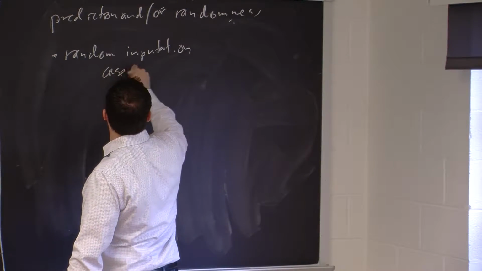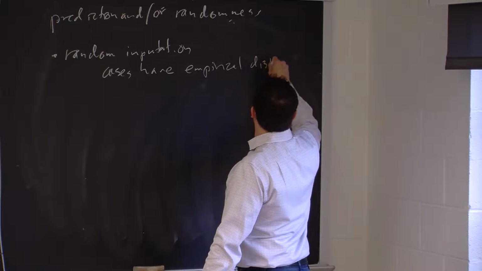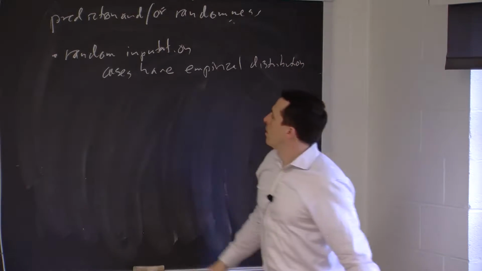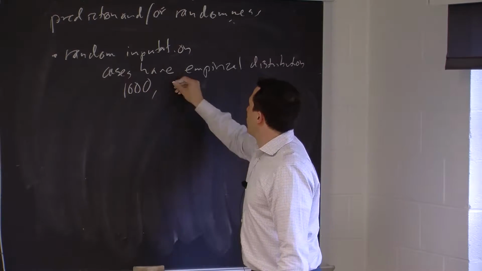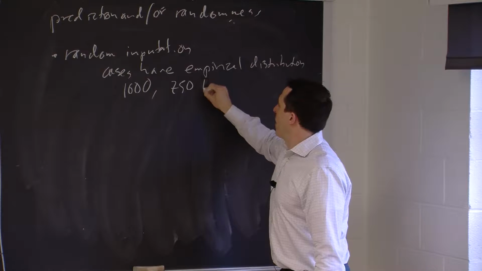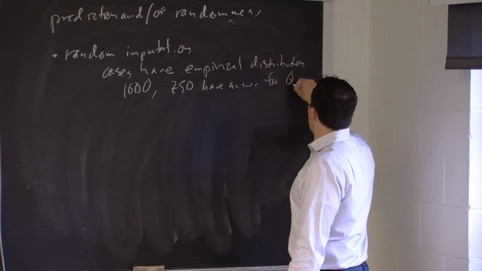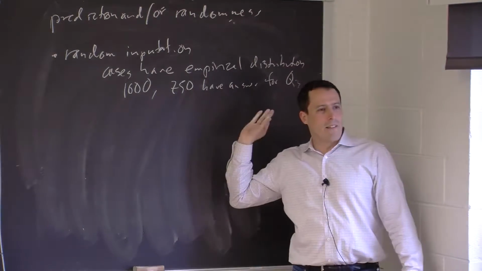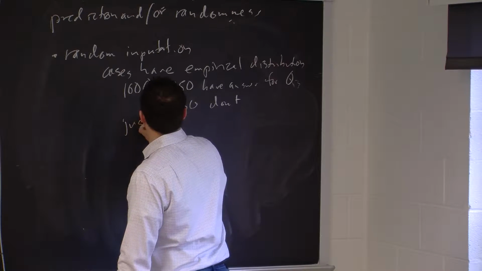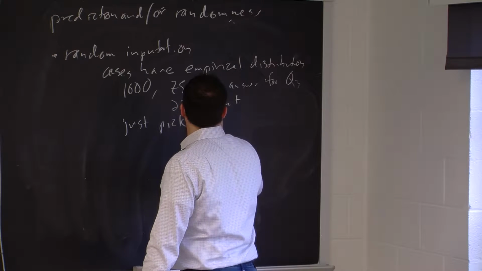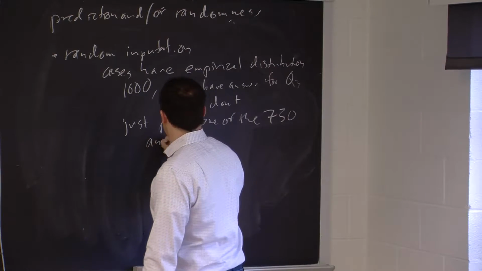These cases have an empirical distribution. So for example, you have 1,000 data points. 750 data points have an answer for question 3. The other 250 don't have an answer for question 3. Just pick one of the 750 answers for now.